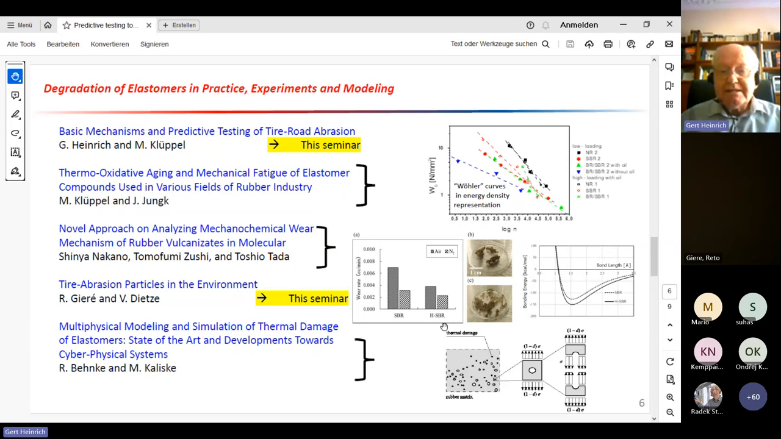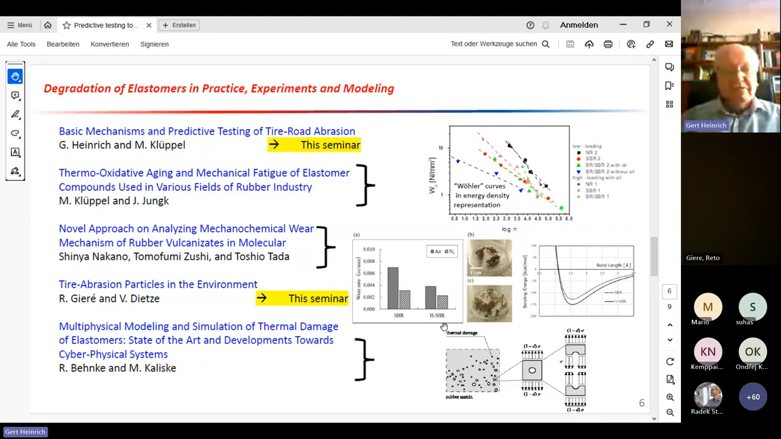You see here as an example a graph that shows the improvement concerning the wear rate in air or in nitrogen if you take, instead of a classical tread rubber compound based on SBR, a new kind of tread rubber compound, and that is in this case a hydrogenated styrene butadiene rubber. And in this part you also find very interesting molecular simulations that give a molecular-based explanation of these effects.